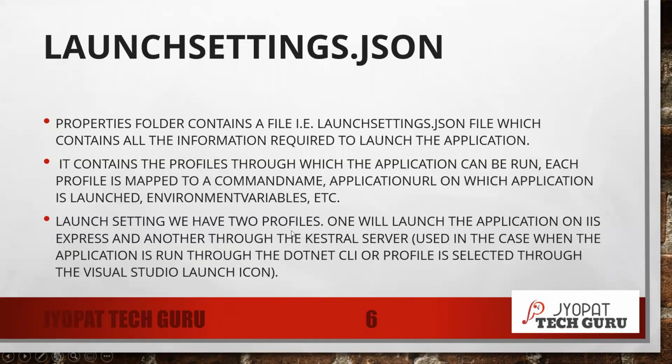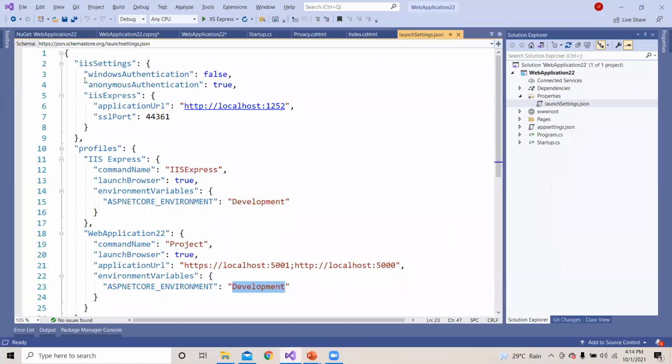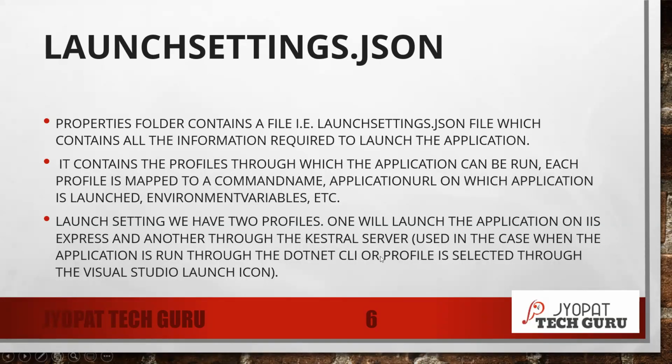In launch settings, we have two profiles. One will launch the application on IIS Express and the other through the Kestrel server, used when the application is run through the .NET CLI or when the profile is selected through the Visual Studio launch icon. So you have two types of settings: one for IIS Express and the second for the Kestrel server. Whenever you launch, one will launch the application on IIS Express and the other on Kestrel. Kestrel is newly introduced with ASP.NET Core. It is a lightweight server through which you execute your application.